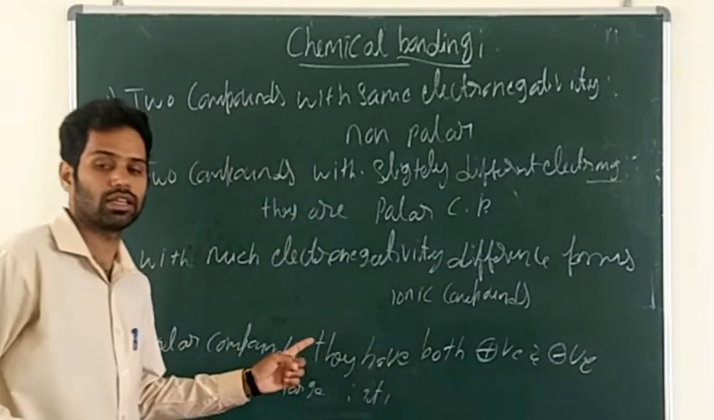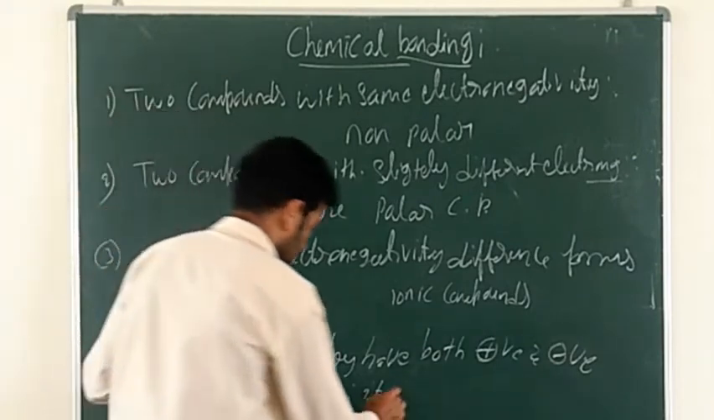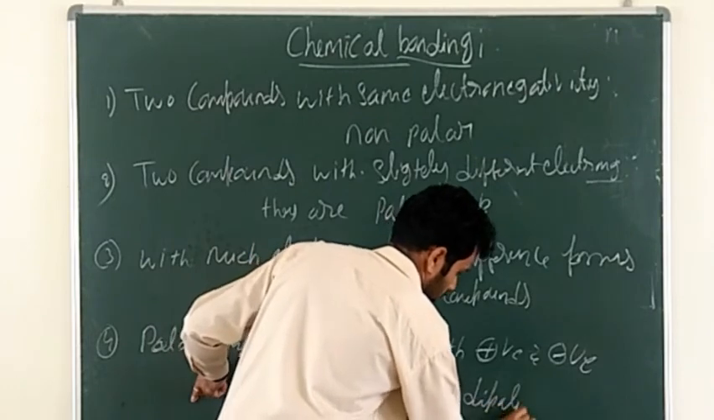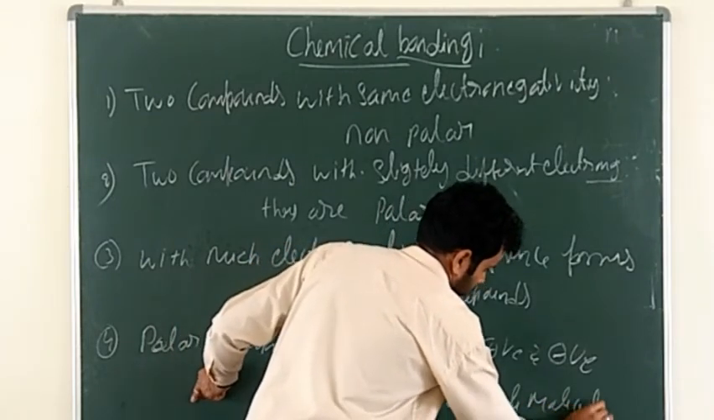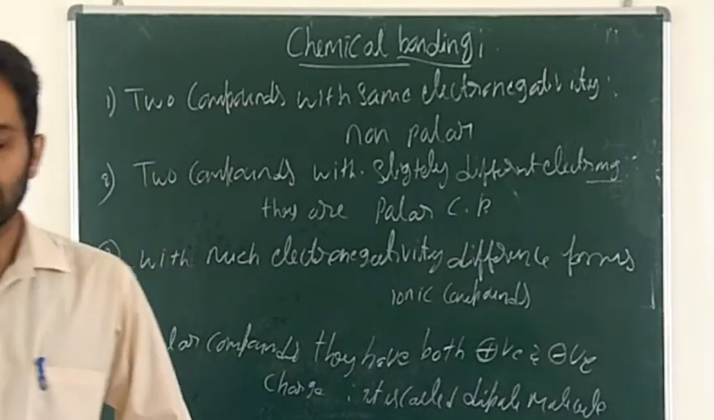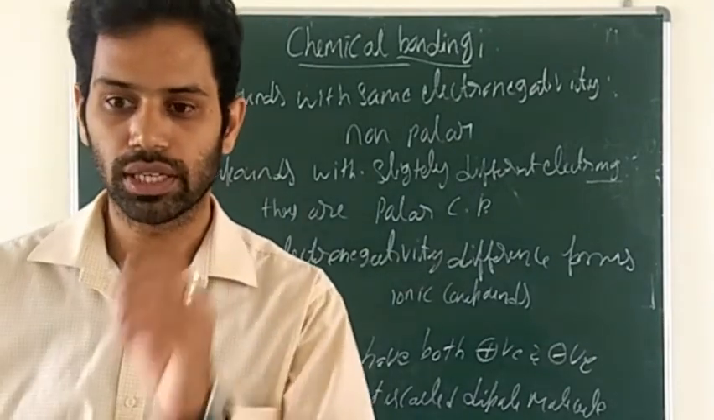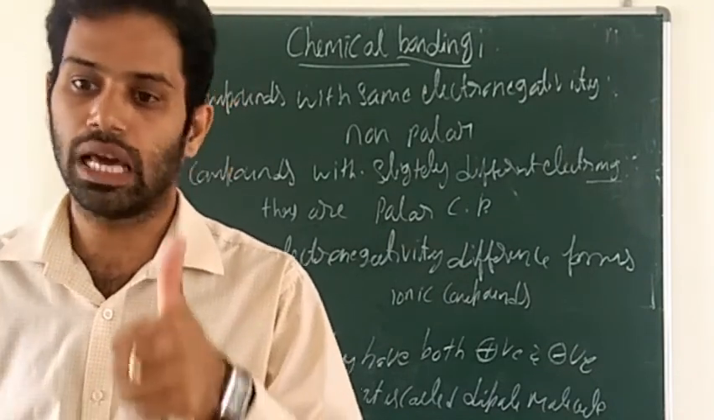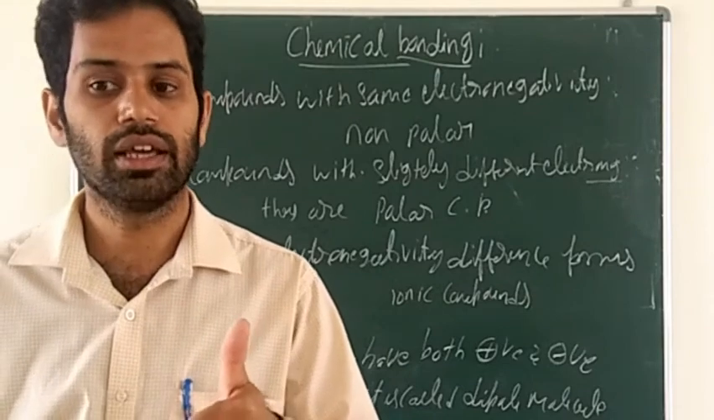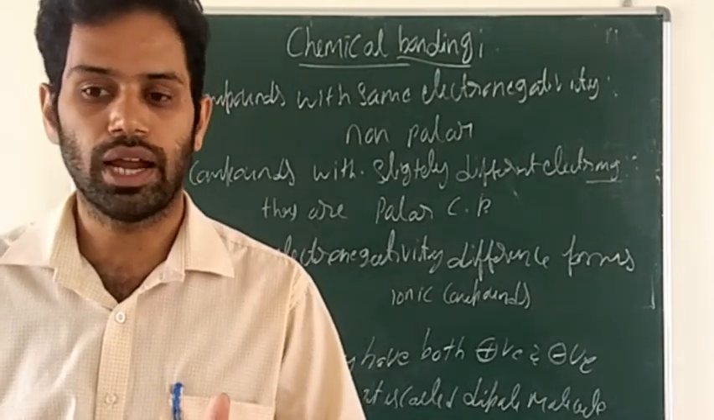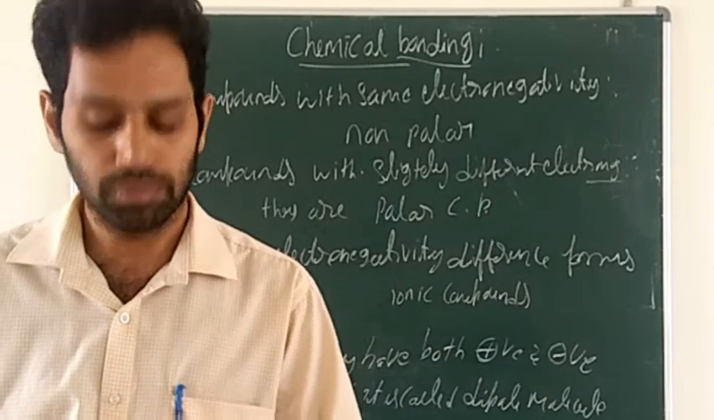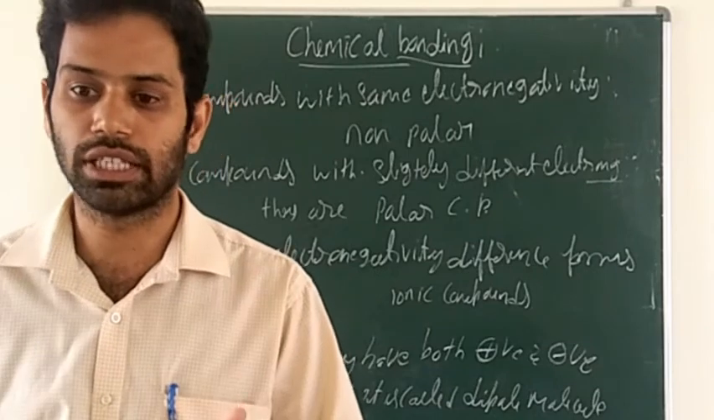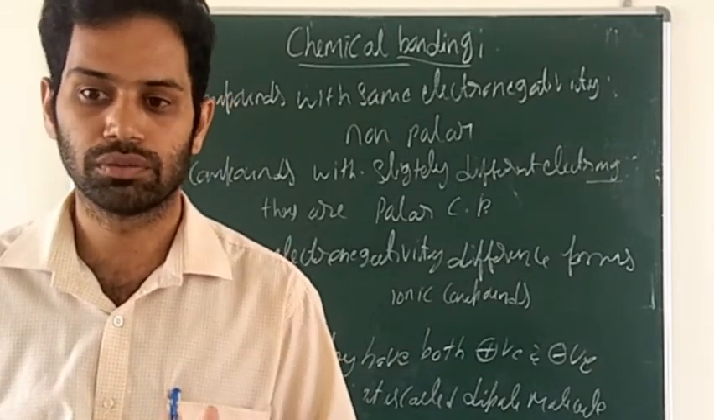Therefore, because of these reasons, they are called dipole molecules. So these are the few things. If they have the same electronegativity, they are non-polar. If there is a slight difference in their electronegativity, they are called polar. And the polar covalent compounds have both positive charge as well as negative charge. That's why it is called a dipole molecule. Okay.